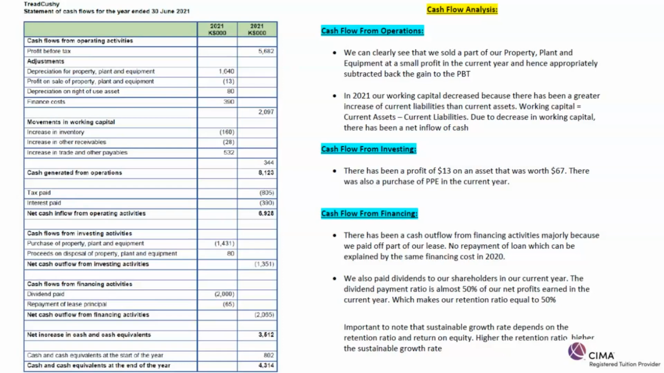So we also paid dividends to our shareholders in the current year. The dividend payment ratio is almost 50% of our net profits earned. So almost 50% is being paid out, and the other 50% is being invested in the business. So it's important to note that the sustainable growth rate depends on the retention ratio and return on equity. Higher the retention ratio, higher the sustainable growth rate, because more you retain in the business, the more you invest in the business and more the business can grow.